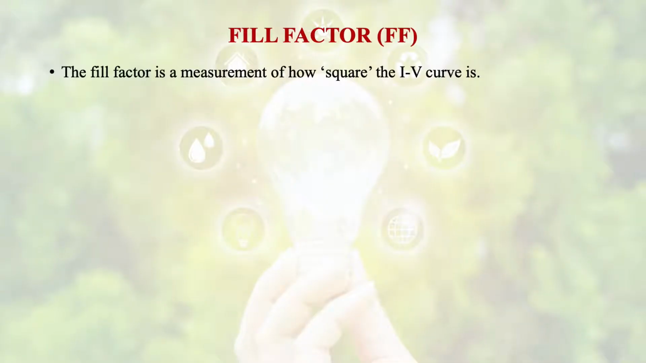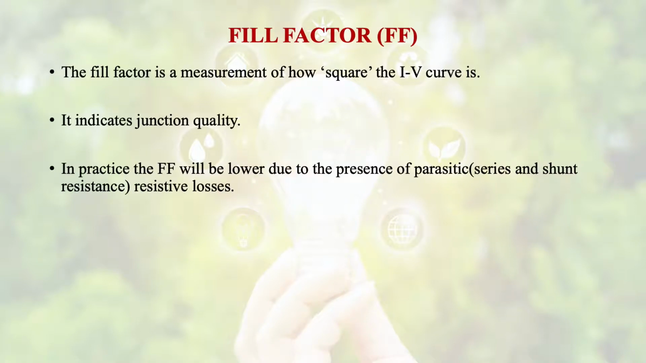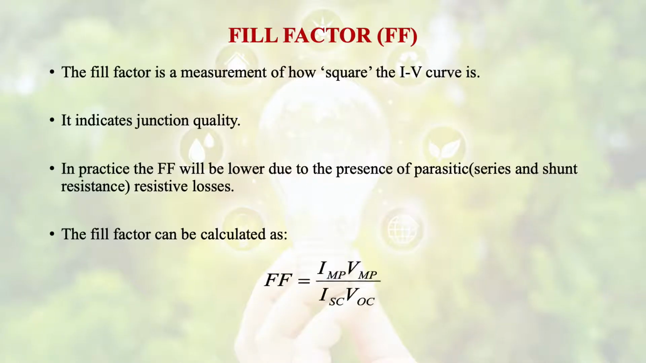One more term you will be familiar with in the case of solar cells and solar modules is the fill factor. The fill factor is a measure of how square the IV curve is. It indicates how well the junction is made, and a decrease in the fill factor may indicate some problem with the cell or with the junction. How can we represent the fill factor? The fill factor can be calculated as the ratio of VMP multiplied by IMP to ISC multiplied by VOC. That means VMP IMP divided by ISC VOC. So this is the ratio of powers.